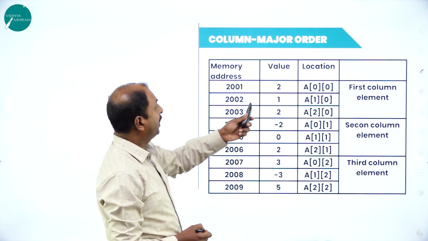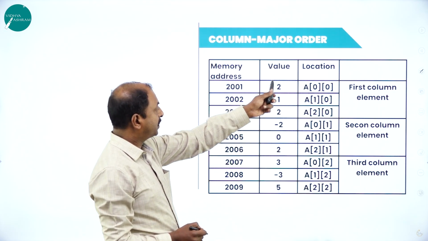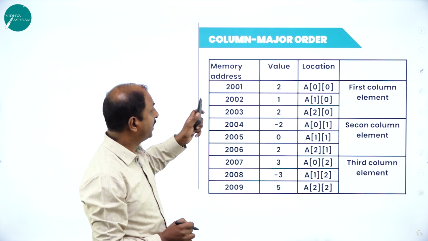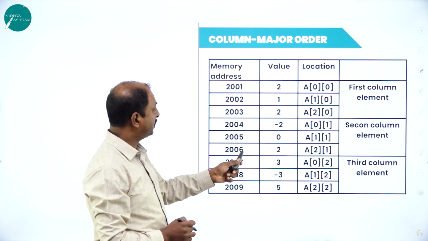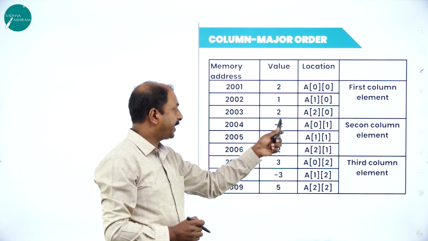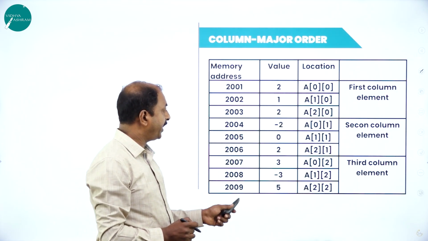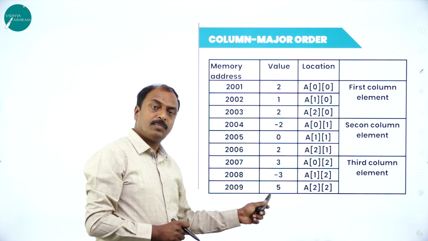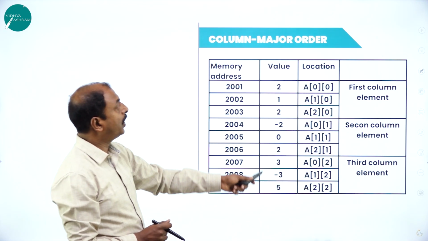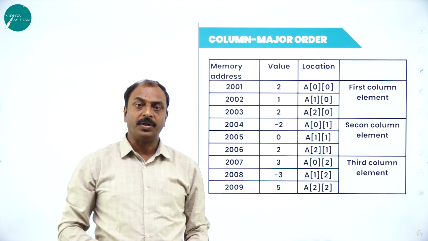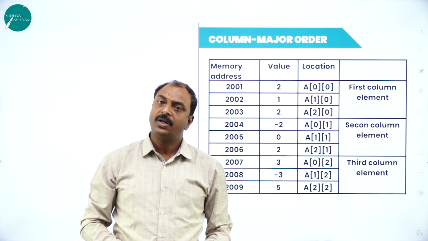So here 2, 1, 2, the first column elements, are stored from the first memory address. Next addresses hold 4, 5, 6 for the second column elements, and memory addresses 7, 8, 9 for the third column elements. So this is how the values or data items are stored in computer memory in column major order.